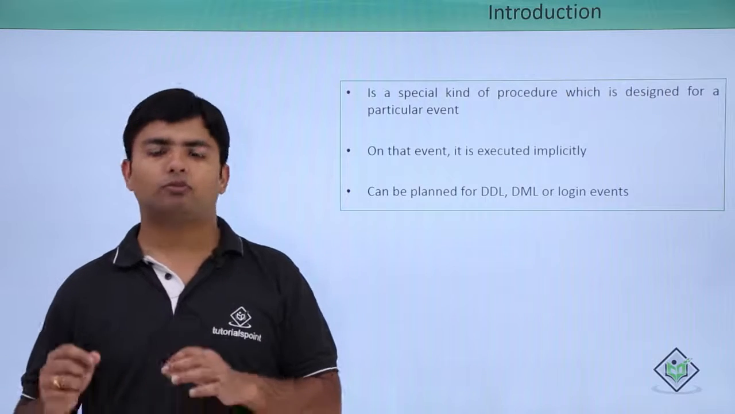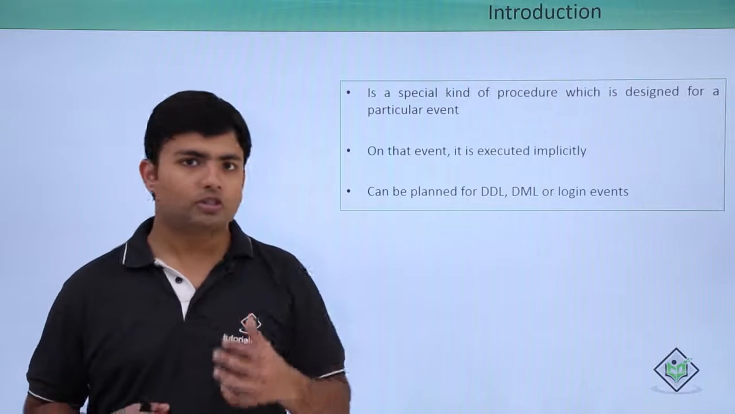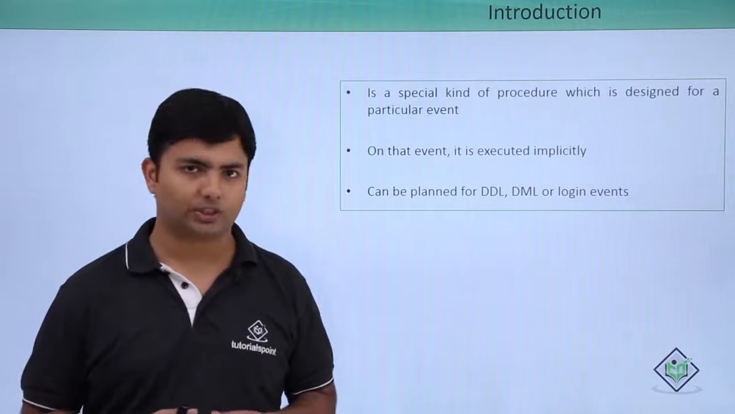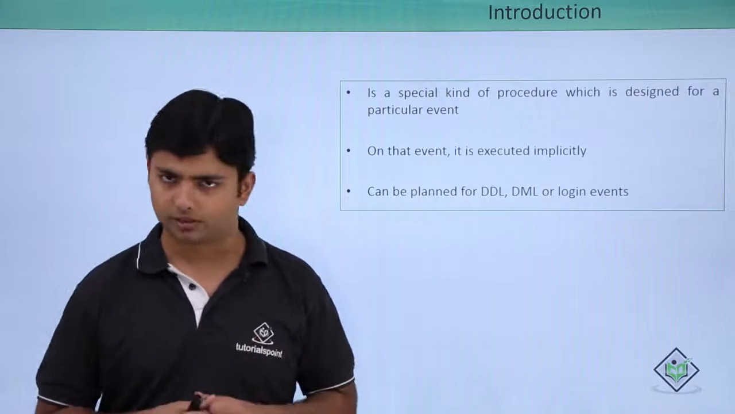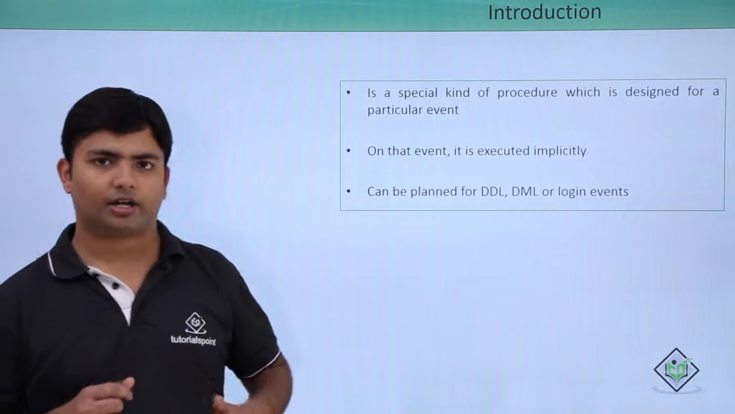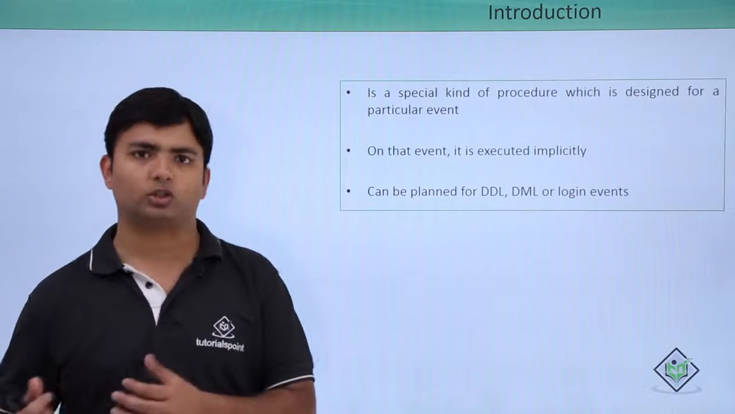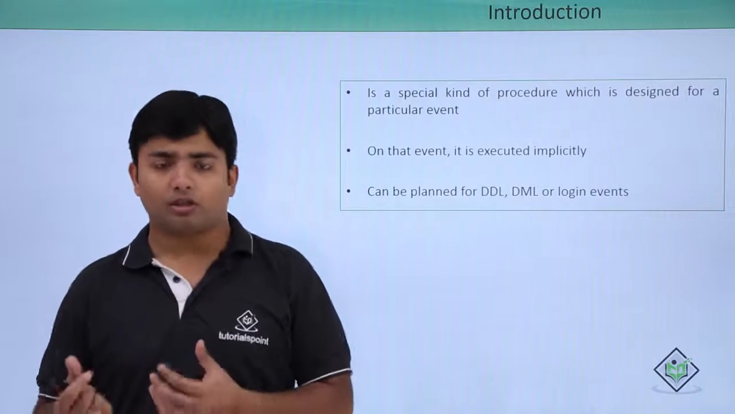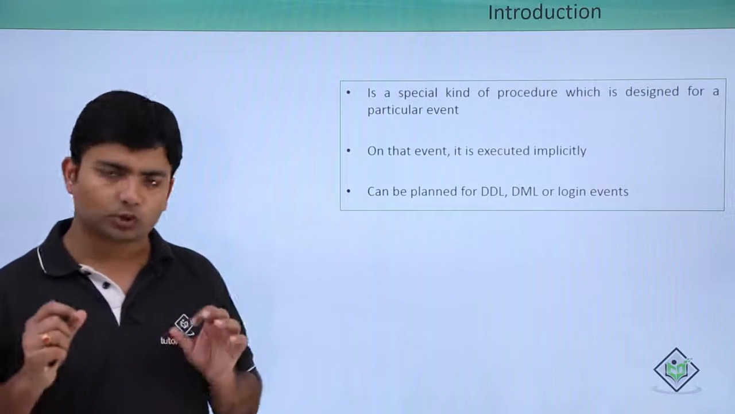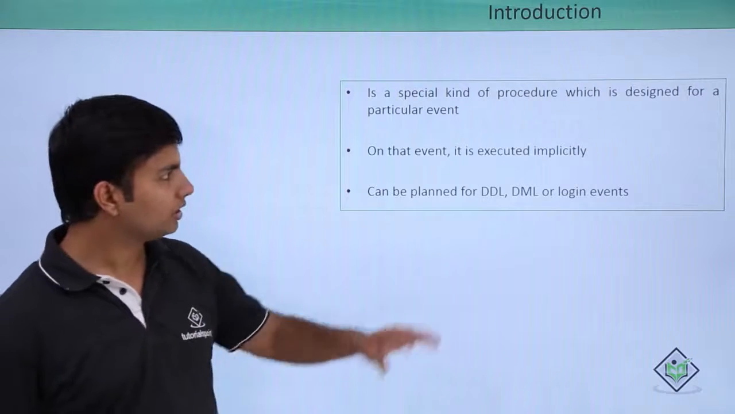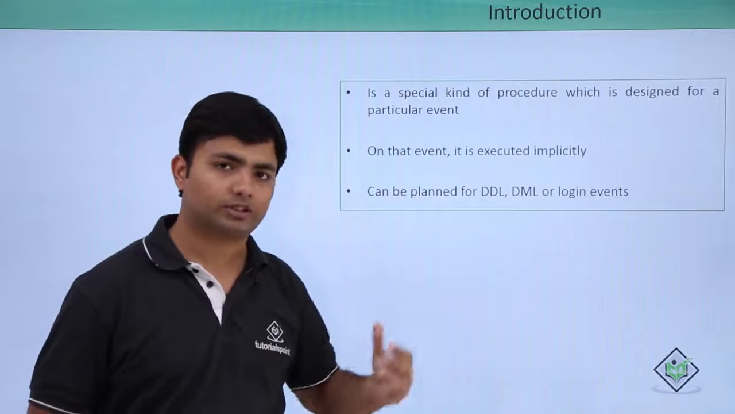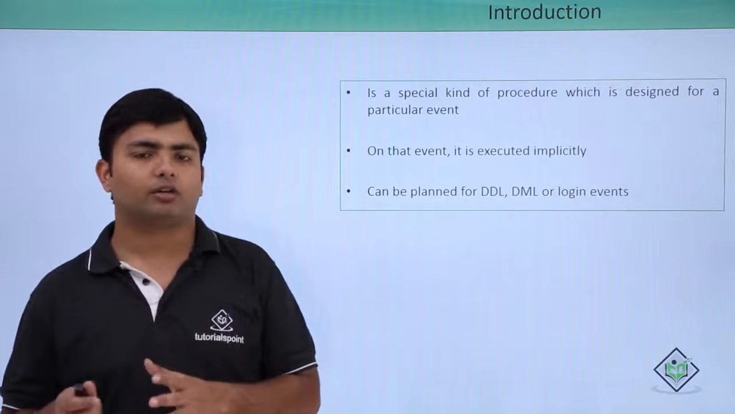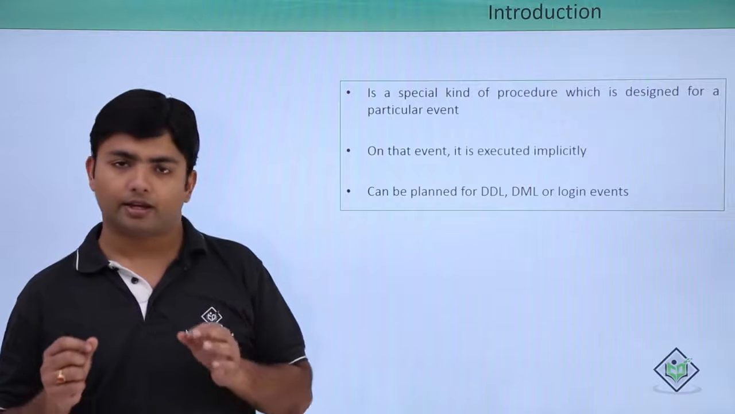Basically, whenever we want to create a trigger, along with the definition, we also plan when we want this trigger to be executed. That means an event. For example, whenever I create a new table, whenever a user logs in, whenever you perform some DML on a particular table, all these are the events. So you have to decide on which particular event you are going to perform this particular trigger operation. That is a very different thing which a trigger has.